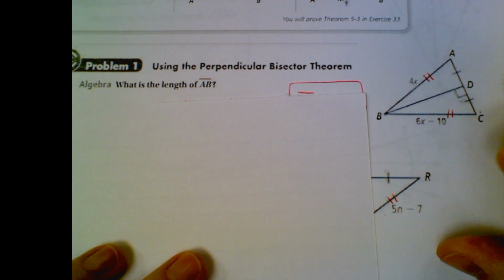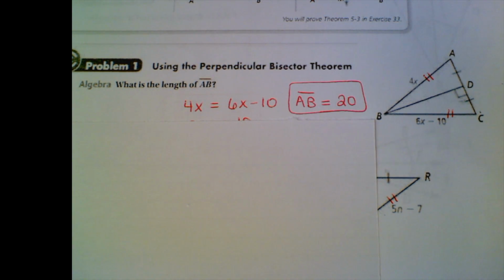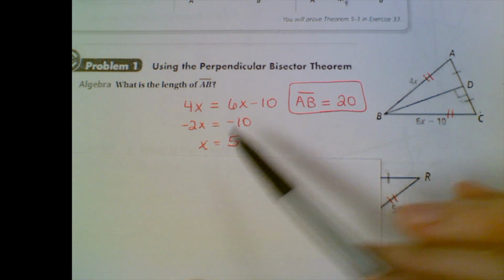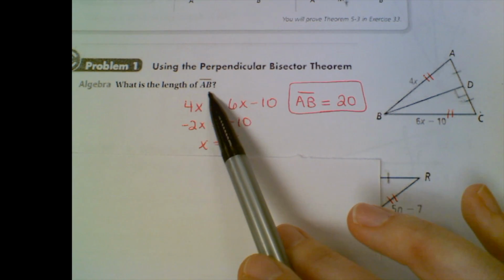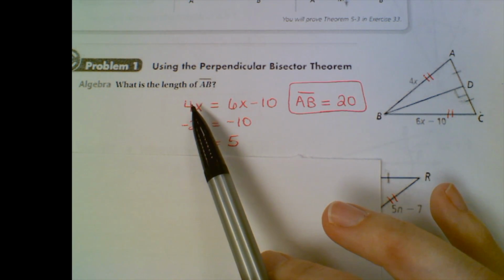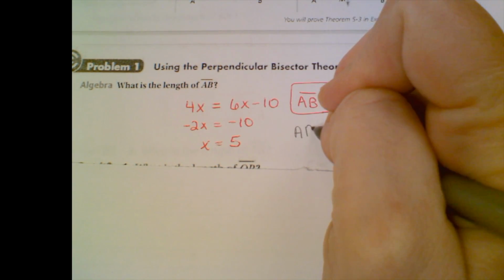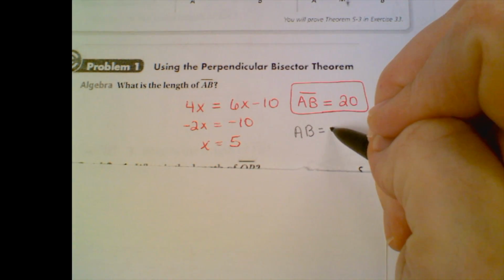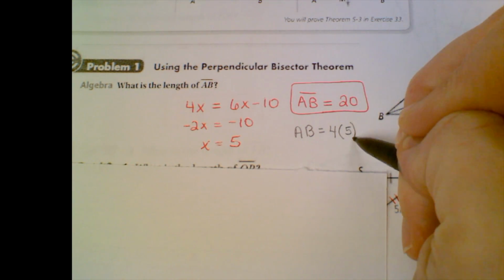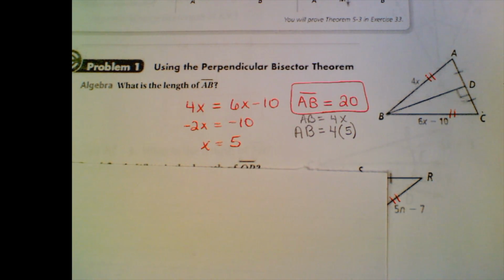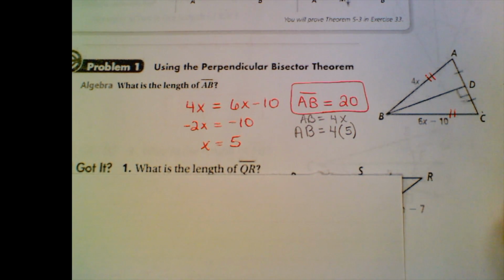So I set up an equation where I did 4x equaling 6x minus 10. I subtracted 6x to the other side and got negative 2x. And then I solved for x by dividing and got x equals 5. Now pay attention here. It's not asking for what x is. It's asking for the length of AB. So then I had to take my AB expression, which is 4x, and multiply 4 times 5 to get the length. Alright, pause the video and try the next question.